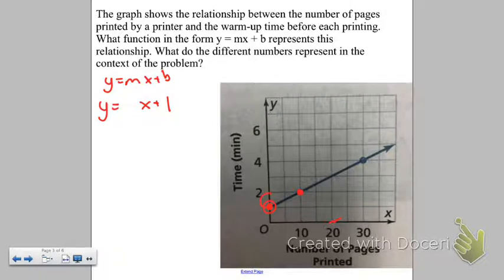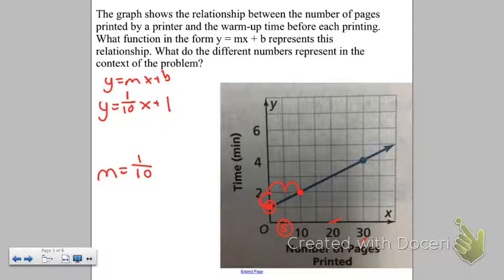My slope is a change in y, so I go up from 1 to 2, so that's up 1, and I go to the right, 1, 2. But if I look here, this is the number of pages printed. It's going by 5, so it'd be 1 over 10. So my equation would be y equals 1 over 10 x plus 1.